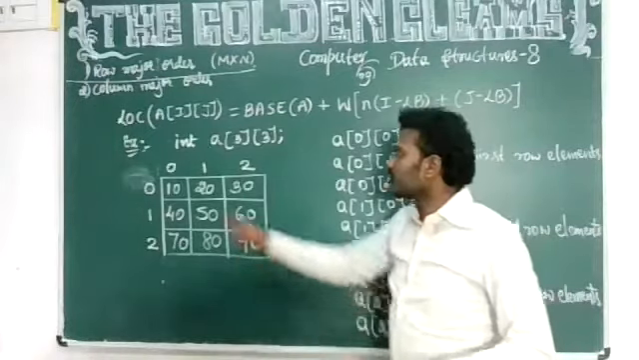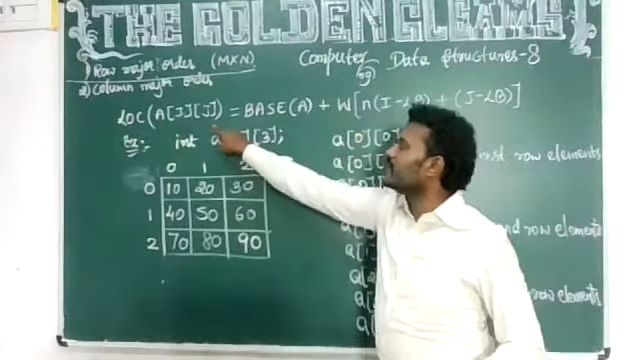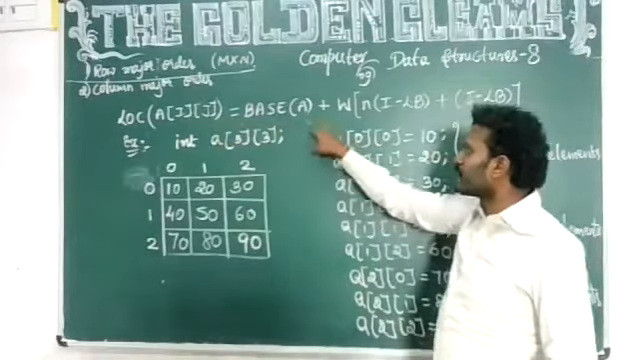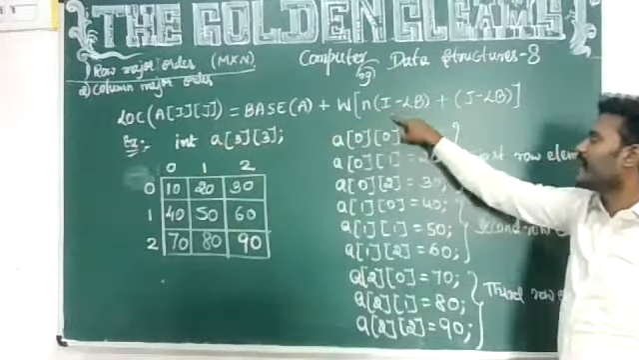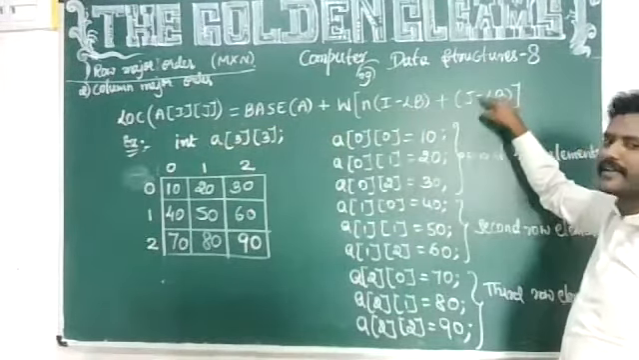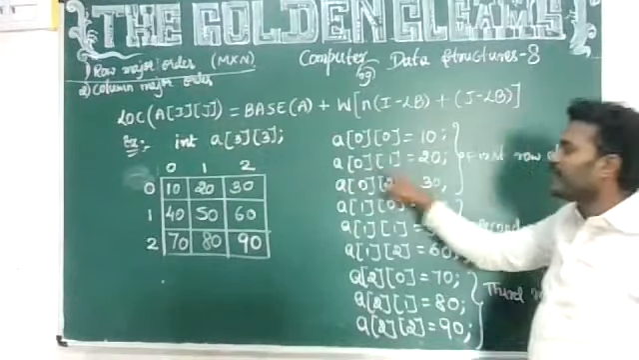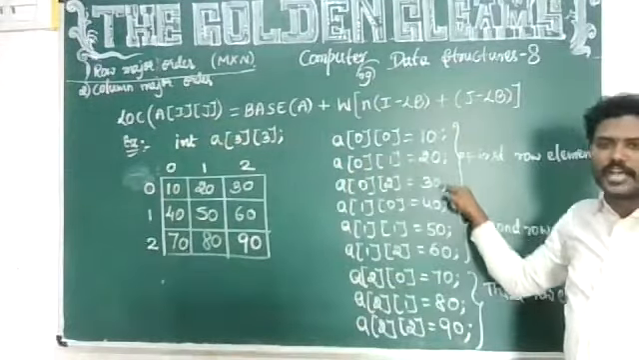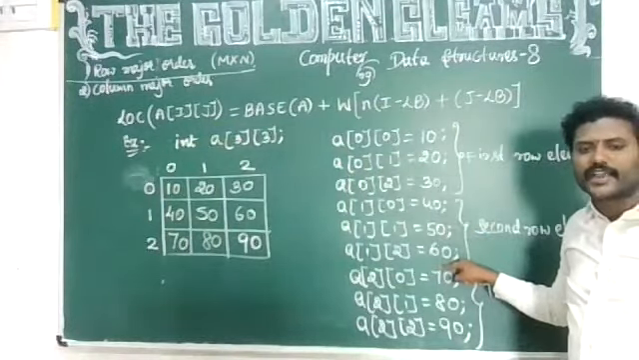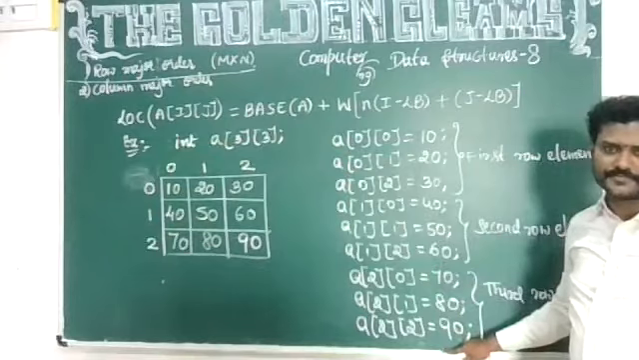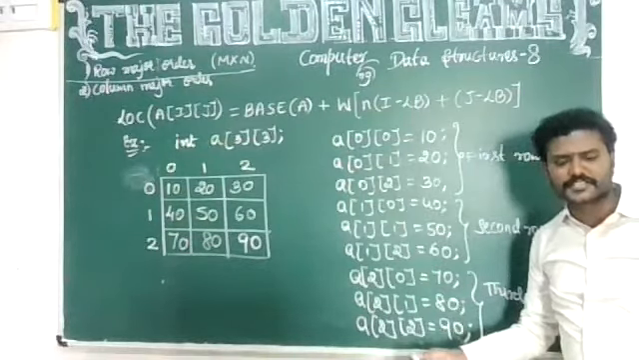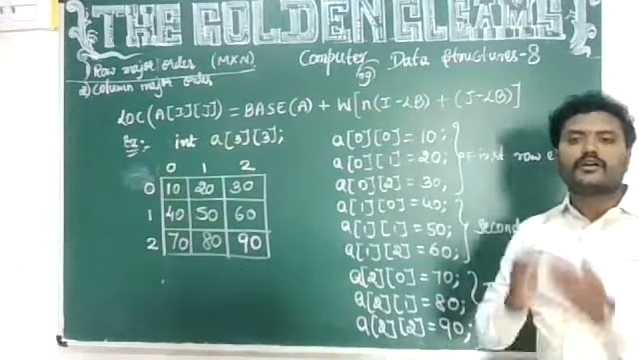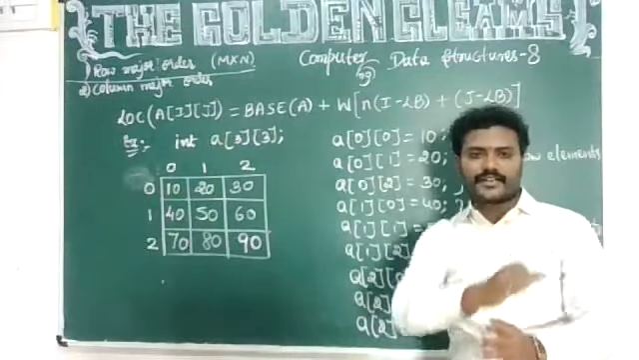The formula is LOC of A[i][j] equals base of A plus W of n(i minus LB) plus (j minus LB). One example and the diagram: first row elements, second row elements, third row elements. Any confusion, students? This is what we call row major order.